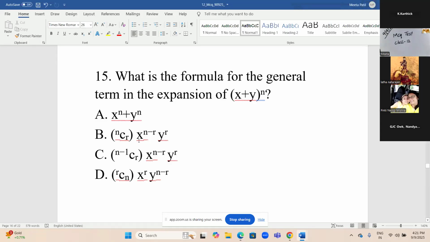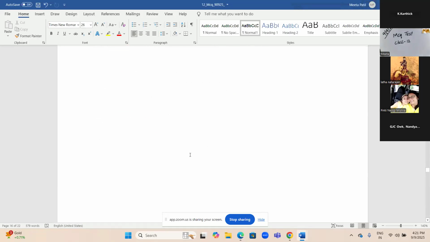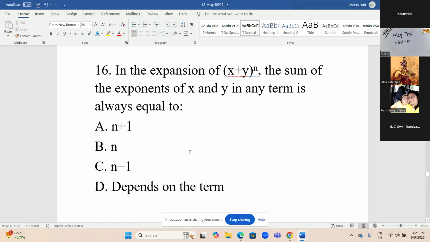So we will move to the next question now. Your 16th question is: in the expansion of (x + y)^n, the sum of the exponents of x and y in any term is always equal to what? Option A is n + 1. Option B is n. Option C is n - 1. Option D is depends on the terms.